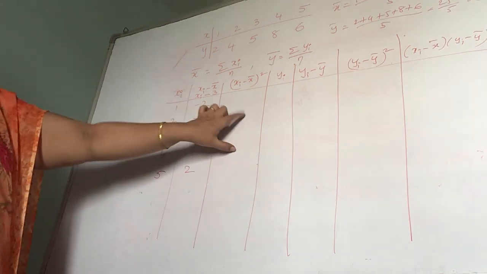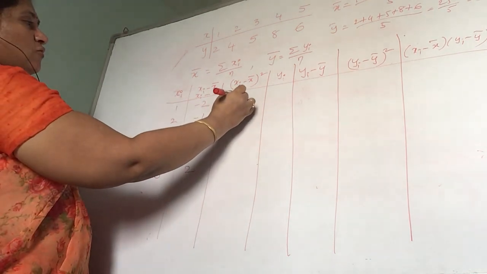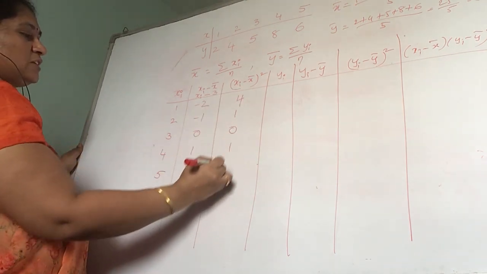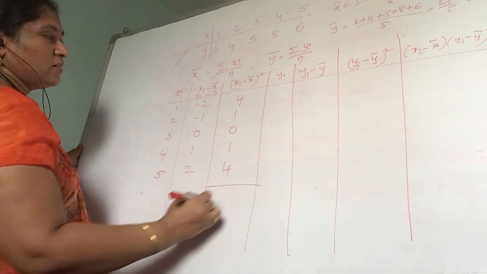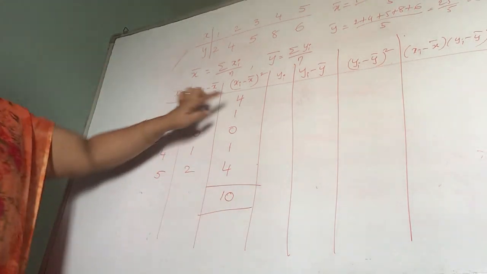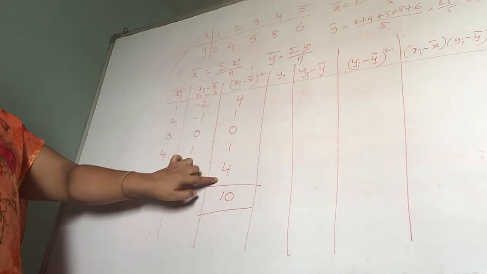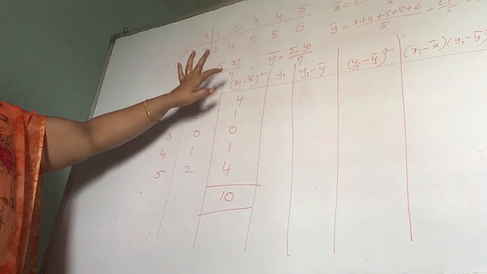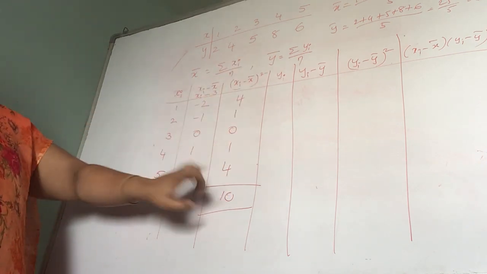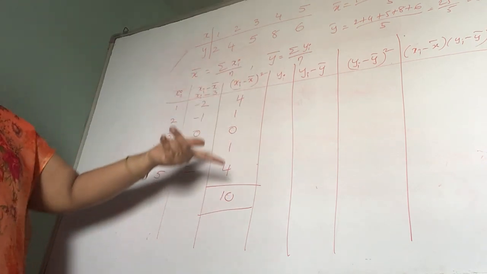Next, square of these values. Minus 2 whole square, 4. Minus 1 whole square, 1. 0 square is 0. 1 square is 1. 2 square is 4. Add all these values: 4 plus 1, 5. 5 plus 1, 6. 6 plus 4, 10. Okay, this 10 is the summation of xi minus x bar whole square value. Add all these values, we get the summation value.